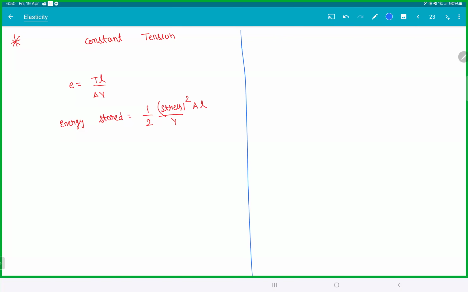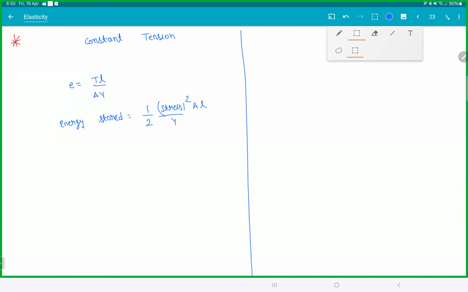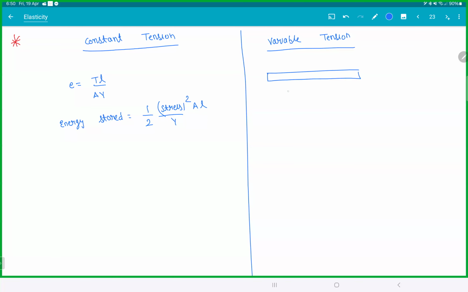If you have variable tension, let's say somehow you're able to find the tension as a function of x. This is the concept we use. We have a rod. At a distance x, we take a small dx, and dx is so small that we can assume the tension is the same.